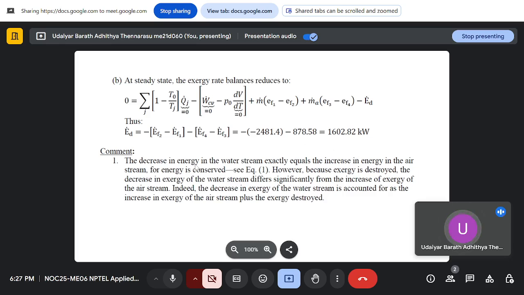So if you see, the decrease in energy in the water stream exactly equals the increase in energy in the air stream. So there is an energy balance, but there is no exergy balance. Because both are at different temperature levels, even though there is energy balance, ultimately there is exergy destroyed because there is entropy generation during the process. So since both the streams are at different temperature, heat is flowing across the temperature difference, which will create entropy, and that is causing this exergy destruction.